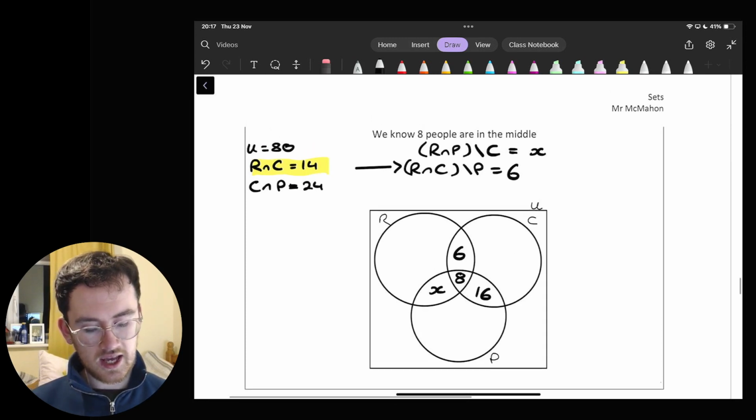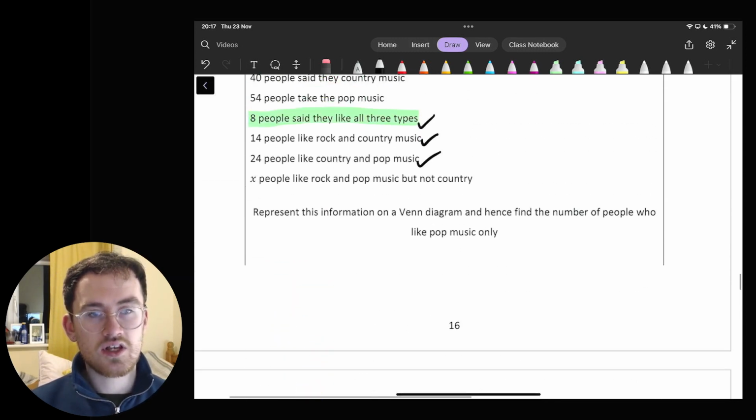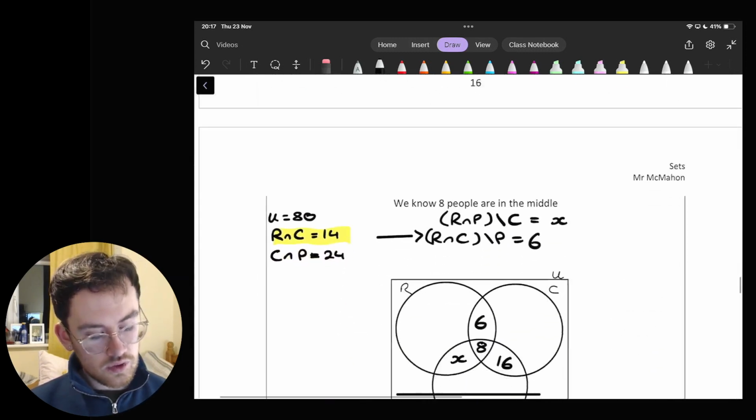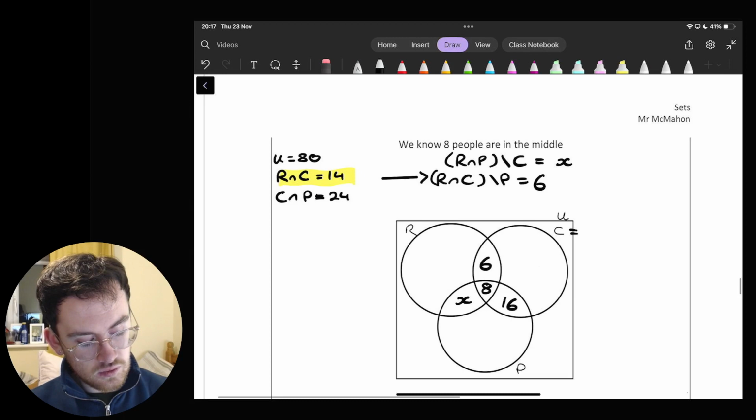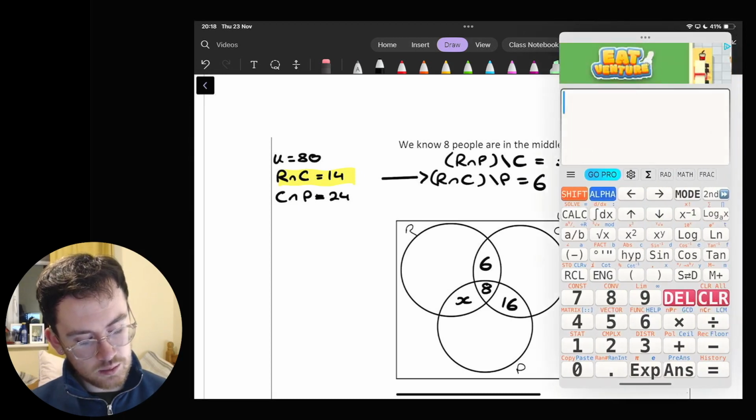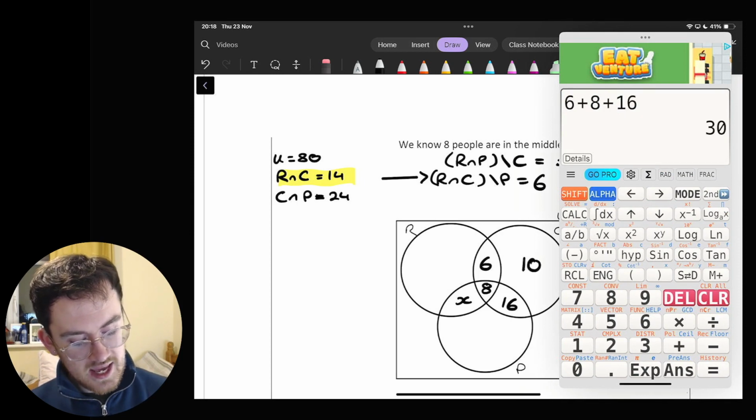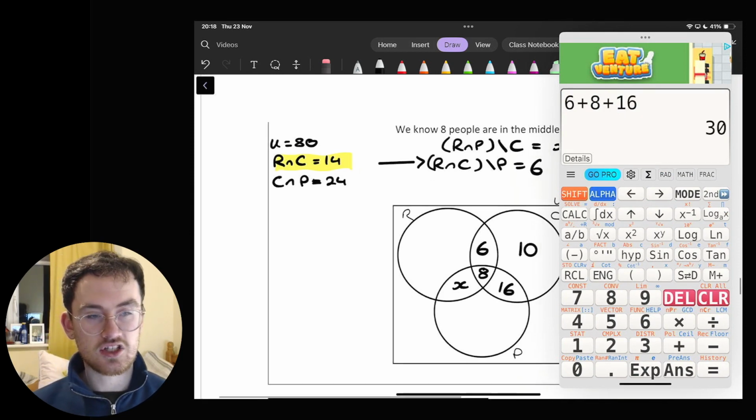Okay, now we need to look at some of these only sections. So in country, there are 40 people. So country has 40 people. So I can use that to work out what the middle section is. If I add up what I have already, I have 30, which means there must be 10 left to go in the middle section there.